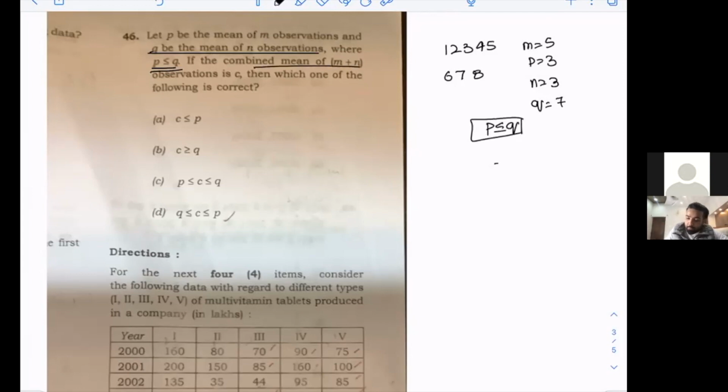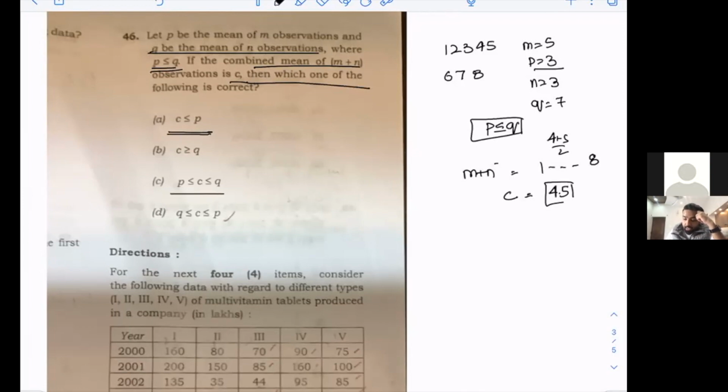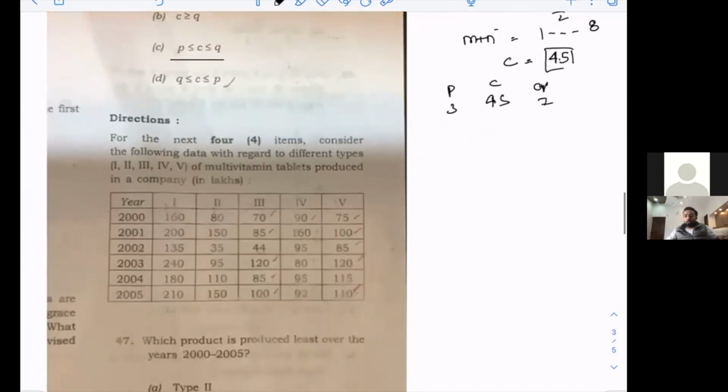If the combined mean of M plus N, 1 to 8, what will the combined mean be? 4 plus 4.5, that would be the combined mean, because what will the central value be? 4 and 5, divide by 2, 4.5 comes. Call it C, so the value of C is 4.5. Then which of the following is correct? C is less than or equal to P? No. C is greater than P, which is correct, and less than Q. What was the value of Q? 7. So what is C? 4.5. What is P? 3. And Q? 7. We assumed some values and solved the answer. Is it clear or not?